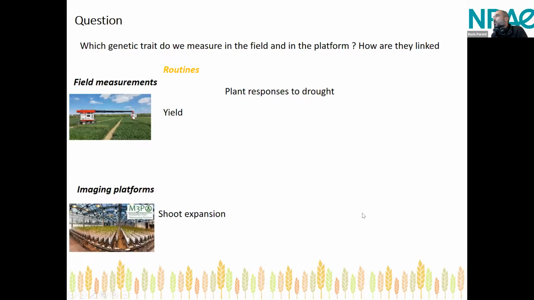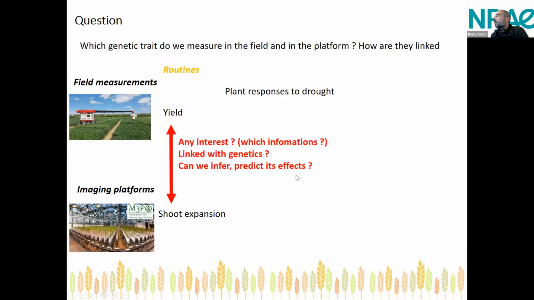Because in the field, what we have for measuring or for analyzing the response to drought is yield as a routine. So the response of yield to any constraints in the field. And in the imaging platform we have in Montpellier, what we can do really easily as a routine is to measure shoot expansion and then to have the response of shoot expansion to drought.